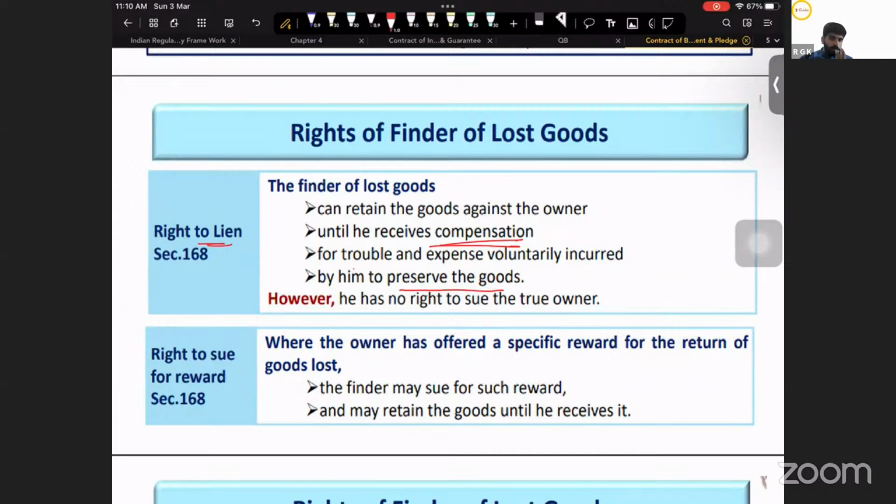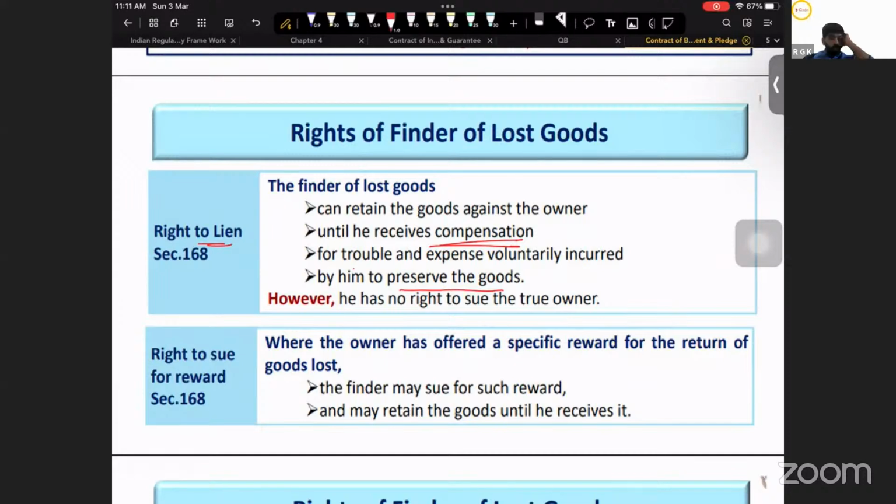Now, the beauty of the provision is that he will not get any right to sue the true owner where he has incurred some lawful expense to take reasonable care of the goods. The finder of lost goods does not get any right to sue the true owner for recovery of that particular expense. However, he may retain the goods till the expenses are paid to him.